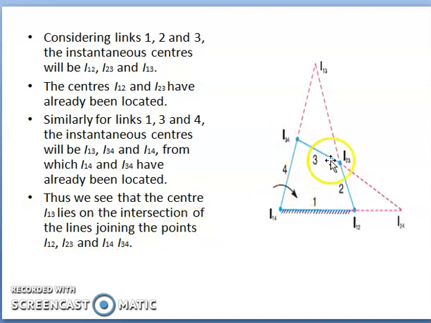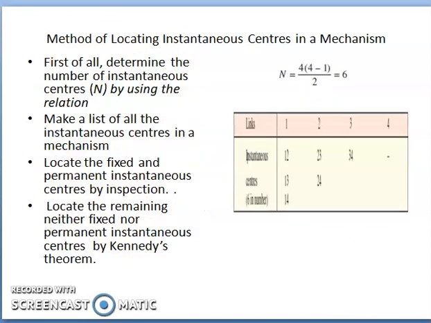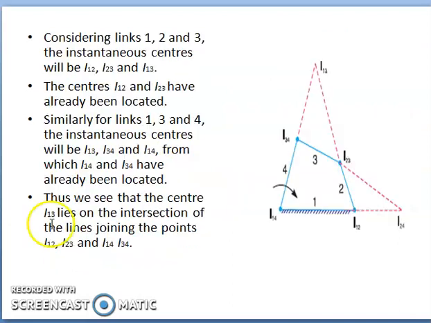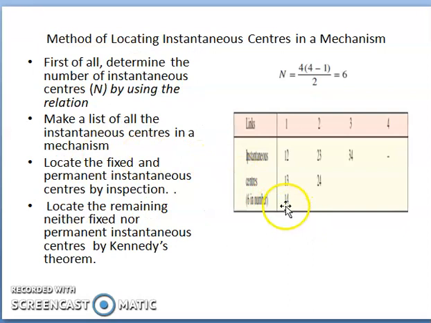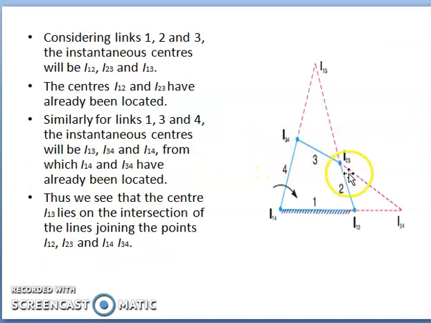So how many instantaneous centers do we have to determine? Let us see. This is a 4-bar mechanism. By visual inspection, we are able to locate 4. Of these 4, two are fixed and two are permanent. So we have to locate the temporary ones. What are the permanent instantaneous centers? I14 and I12 are permanent instantaneous centers, and so are I34 and I23.